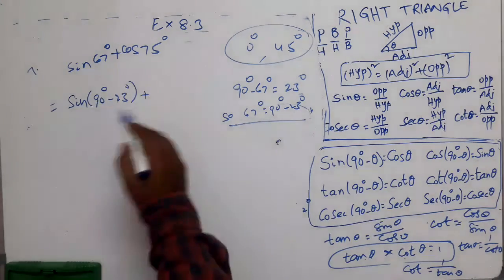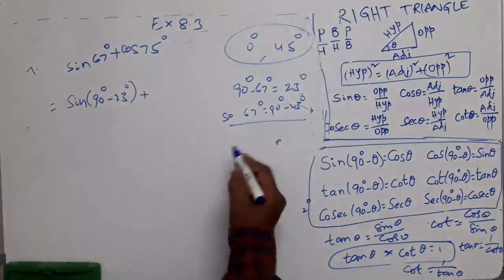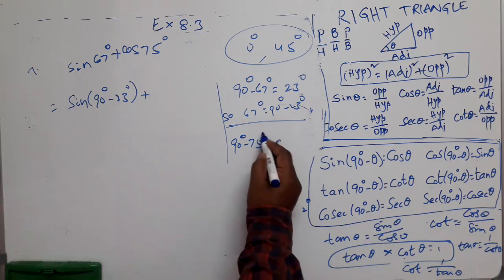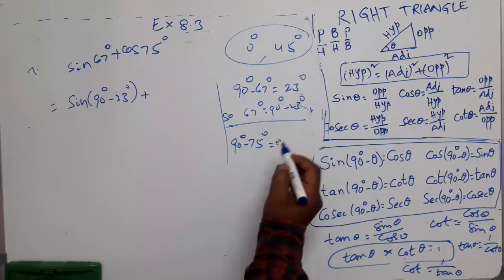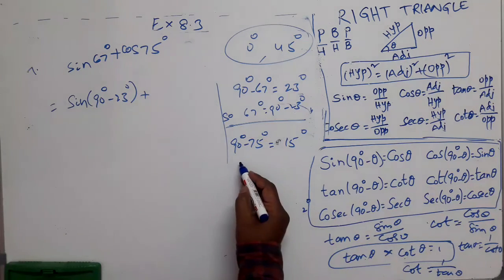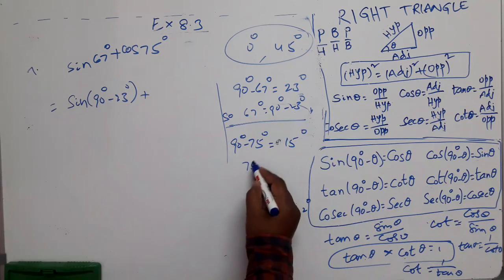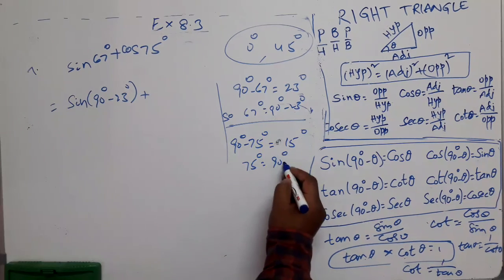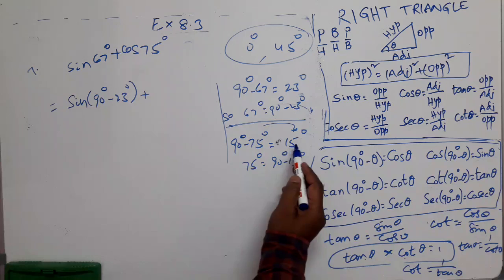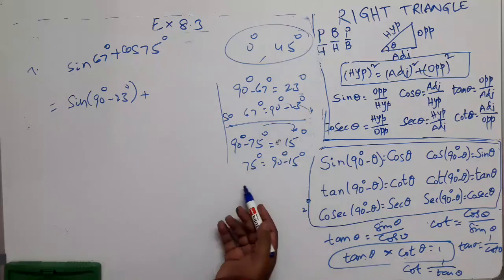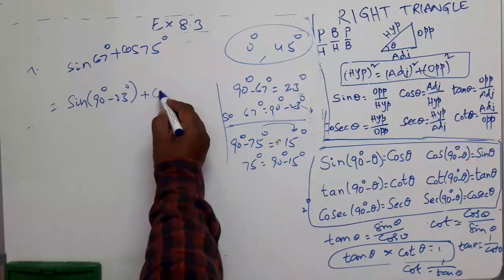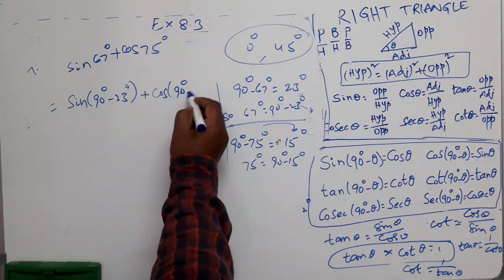Plus, in the same way, tell me, how about 75 degrees? Again, I am searching 90 degrees minus 75 degrees, how much? That's what I have seen: 90 degrees minus 75 degrees is, of course, 15 degrees. So in the place of 75 degrees, I can write 90 degrees minus 15 degrees, is it not? So in the place of 75, I will write this 90 minus 15. So this is cos of (90 degrees minus 15 degrees).